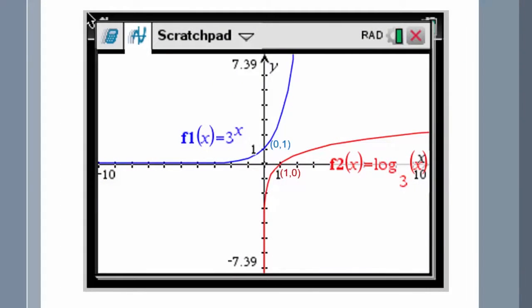Here is a better look at the log base 3 of x and its inverse, 3 to the power of x.